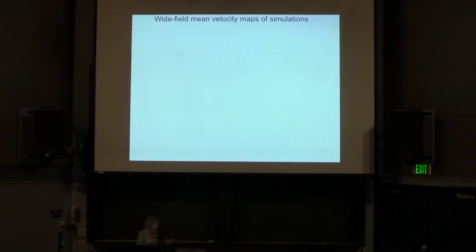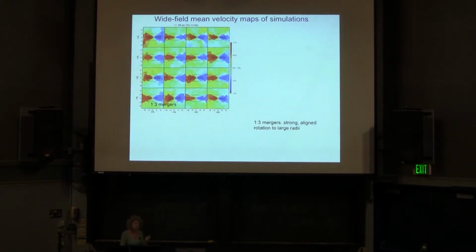So once we've got our two-dimensional data maps, we need to compare those to simulations. So what we've been doing is taking the simulations and converting them to a form that we can observe. So we're observing the simulations, making maps that are directly comparable to the maps from the observations. Here's a series of 16 different merger simulations, 1 to 3 merger simulations, and the general trend here is that we see strong aligned rotation going out to large radii. In many cases, the rotation actually increases with radius.